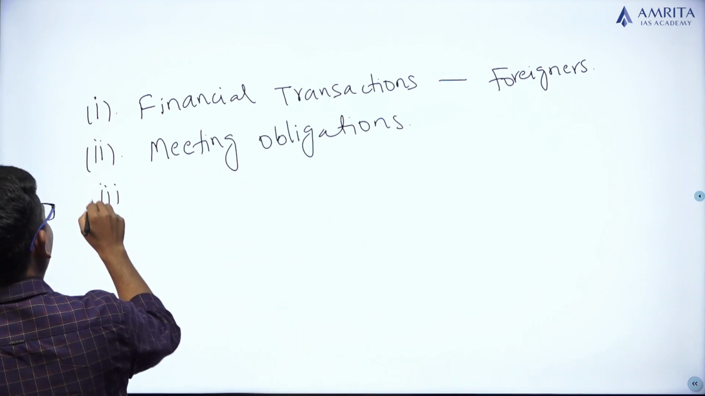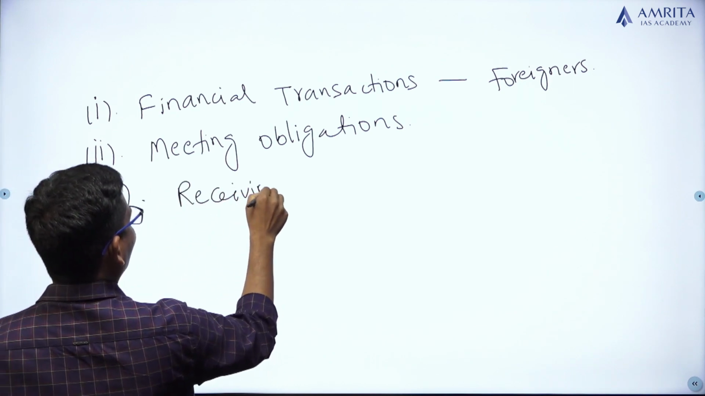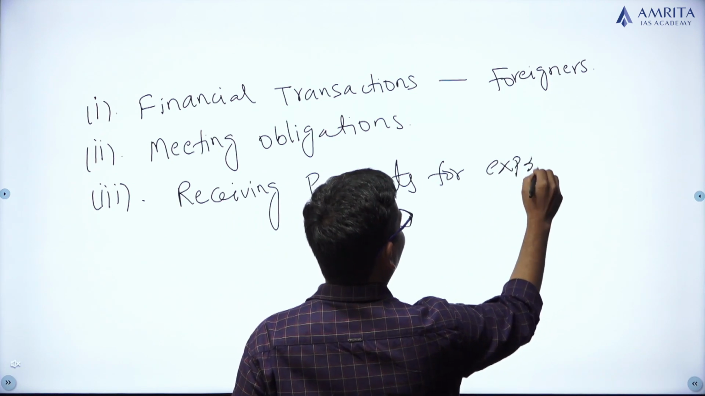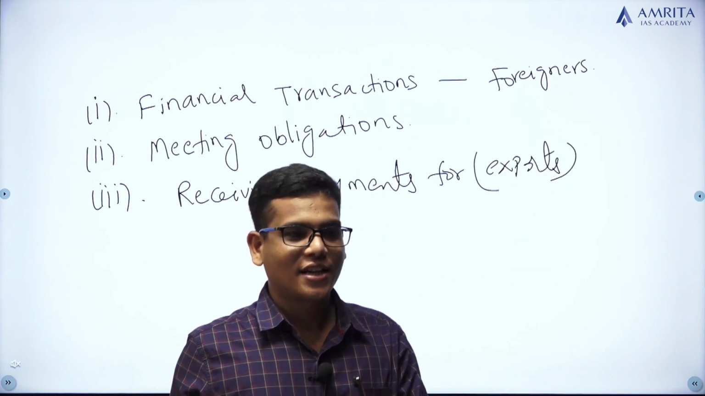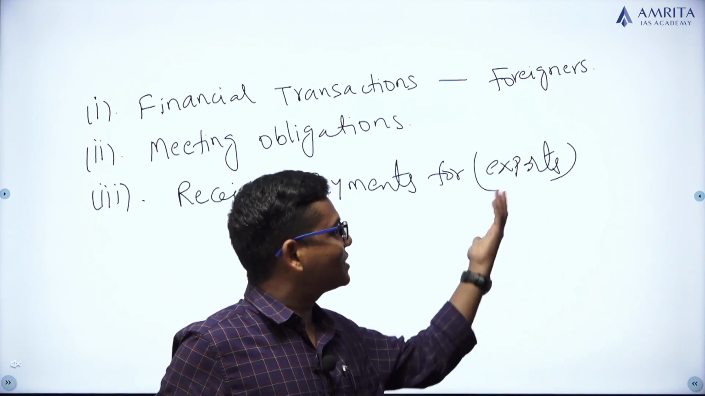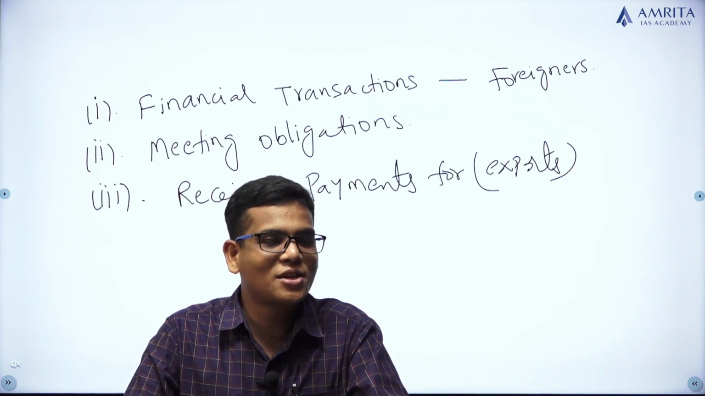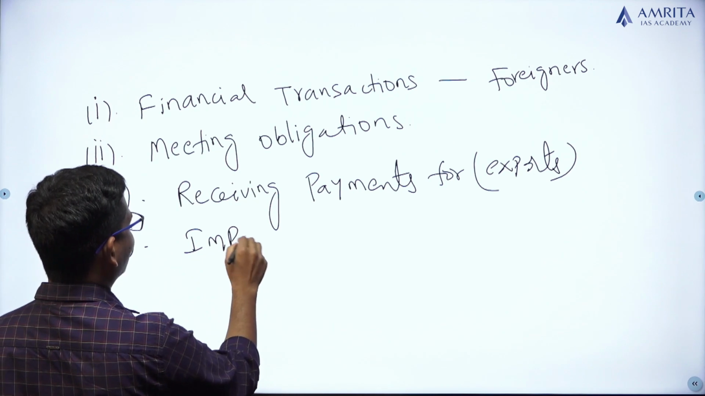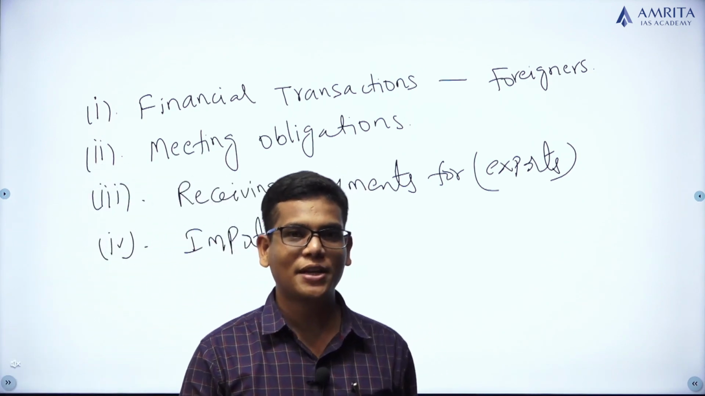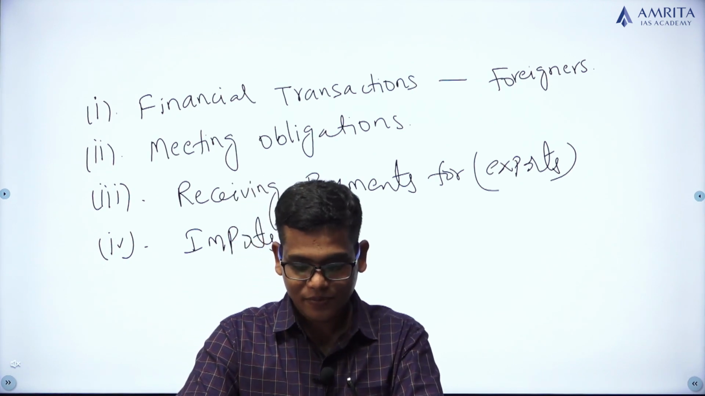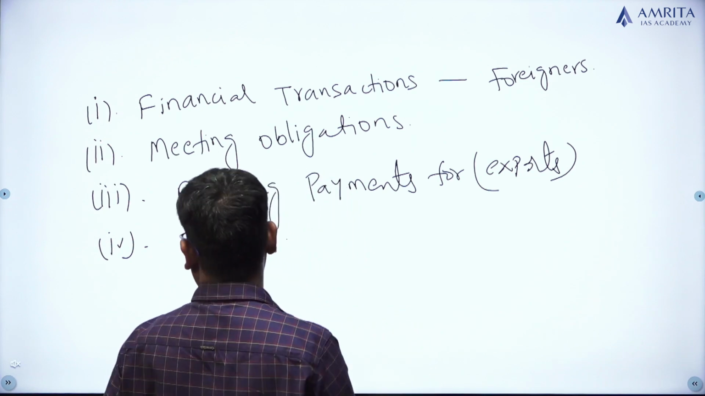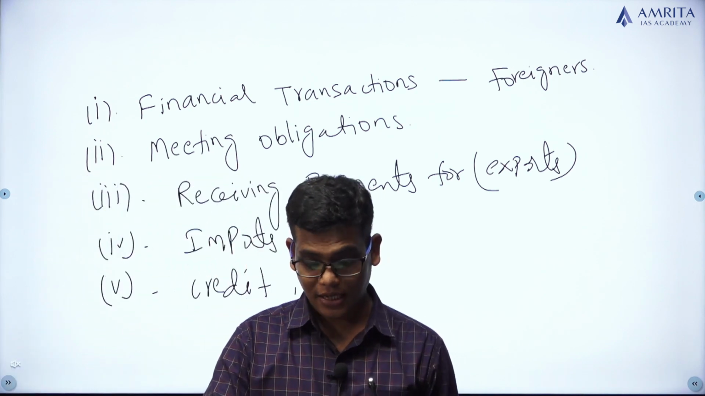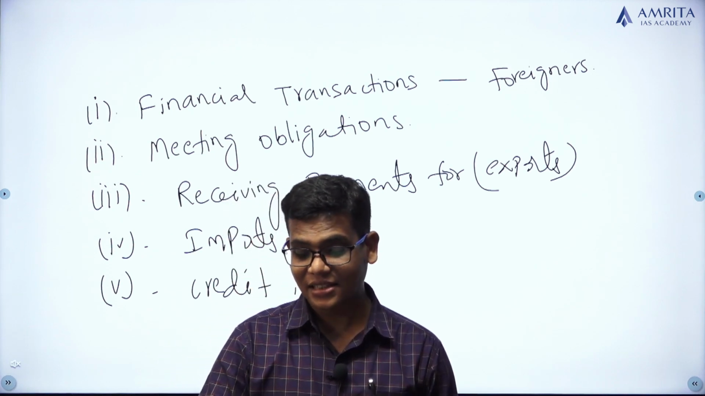Next, receiving payments for exports. That means Russia has already exported, but now they can't get that money, because the system is not allowing it. At the same time, for whatever imports they have made, now they can't pay the money, because it takes a traditional way. And providing short term credit, if Russia wants to provide any credit, they can't provide it now. And in international trade and finance, they can't access their dollar assets.